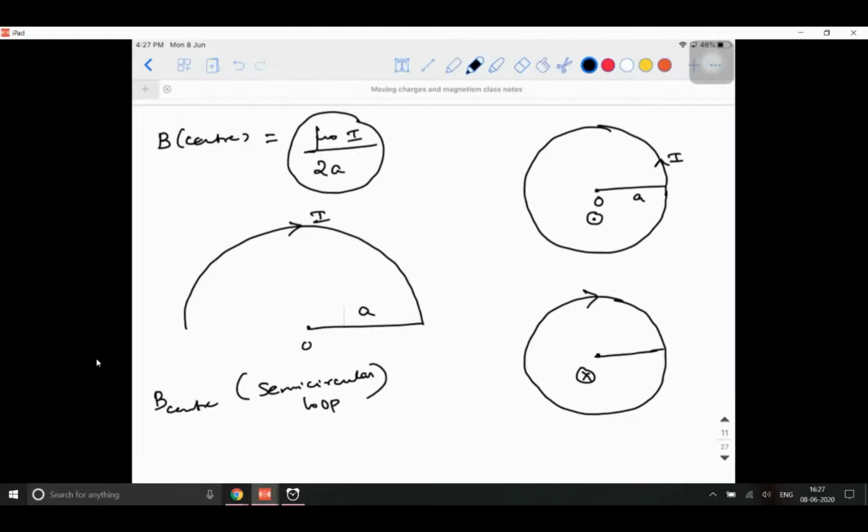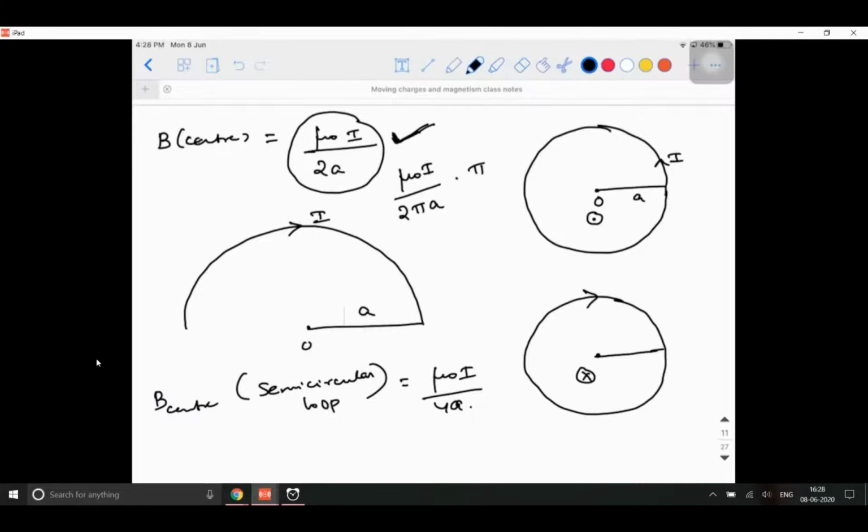Sir, it will be half of mu naught I by a. It should be mu naught I by 4a. Okay, that's what our logic is telling. But I will just do a small manipulation in this formula in terms of radian. Please observe it clearly because I want to create one formula. So I'm writing it as mu naught I by 2a, and I'm just going to multiply by pi and compensate it with a pi.